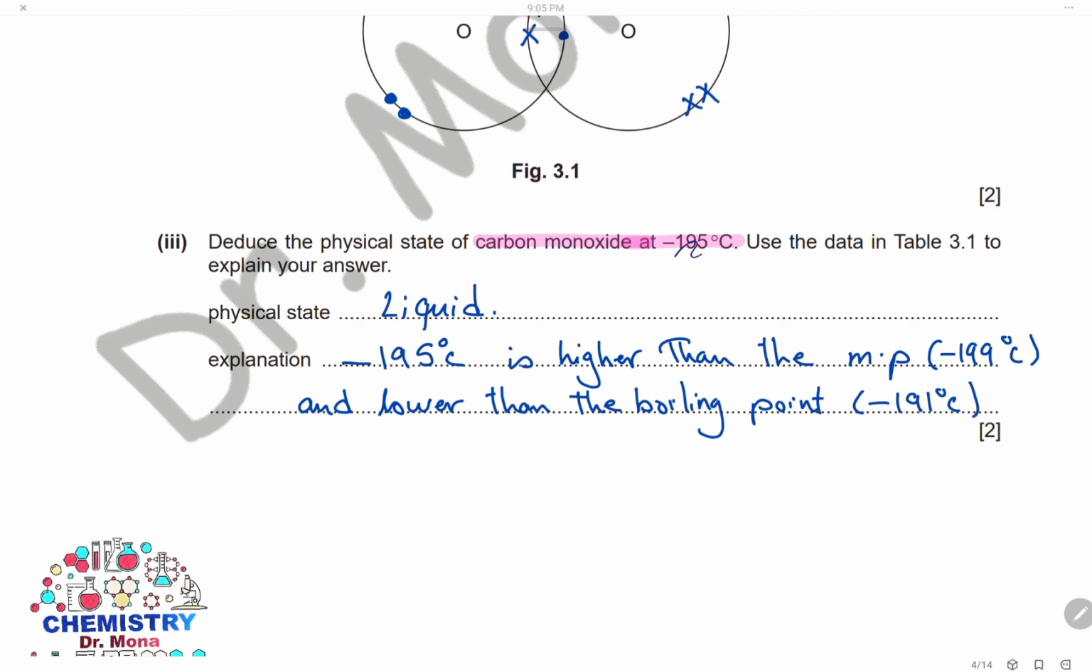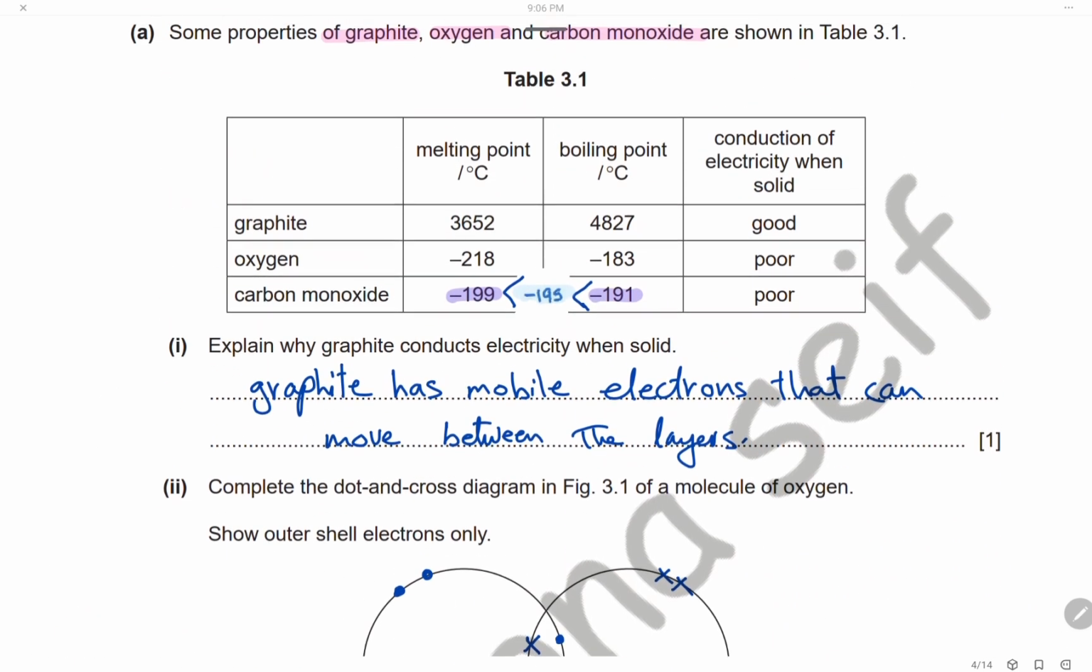Deduce the physical state of carbon monoxide at -195. Use the data in the table. Here for carbon monoxide, the melting point is -199 and the boiling point is -191. So at -195, the carbon monoxide is a liquid because -195 is greater than the melting point. So carbon monoxide is melted at this temperature, but smaller than the boiling point. So it didn't boil, it is still a liquid. So our answer will be at -195, carbon monoxide is a liquid because -195 is between the melting point and the boiling point.